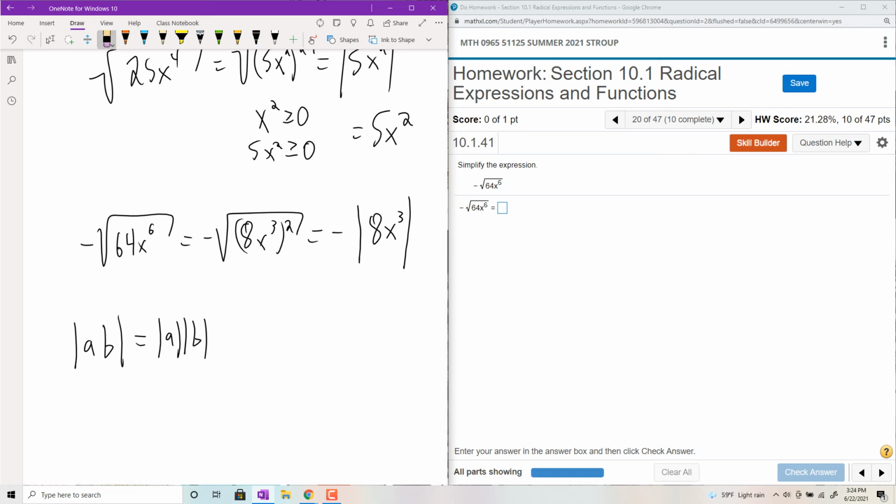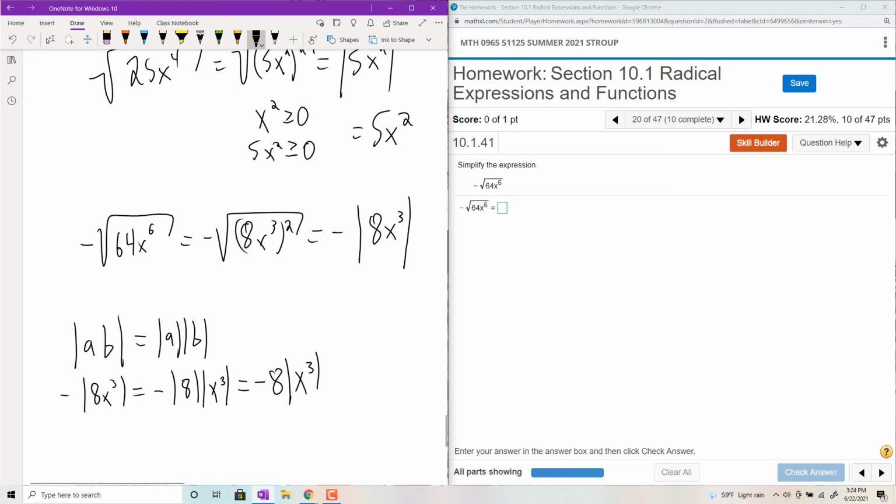So in this case, we have negative absolute value of 8x cubed. You could rewrite this as negative absolute value of 8 times absolute value of x cubed. And then the absolute value of 8 is what? Well, that's just 8. So you get negative 8 times the absolute value of x cubed.